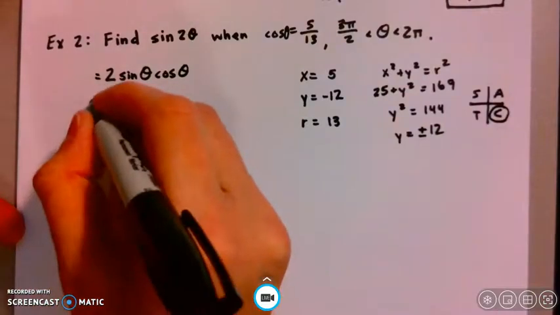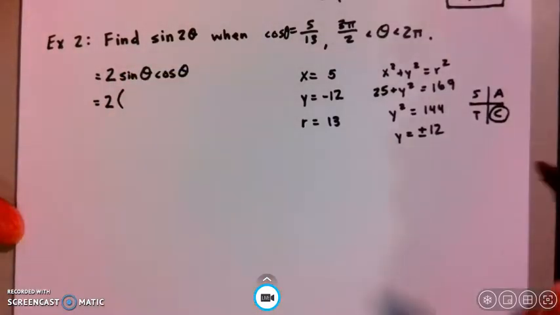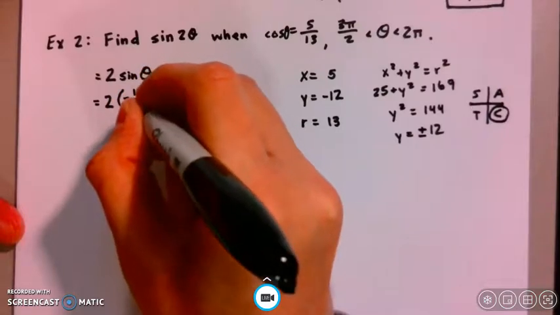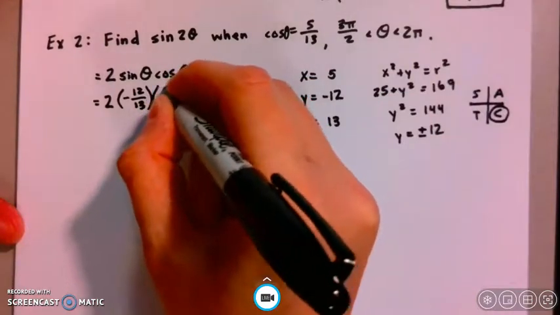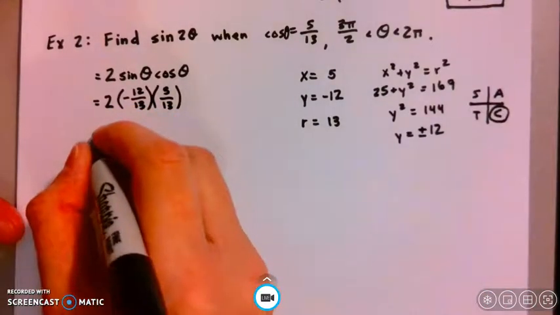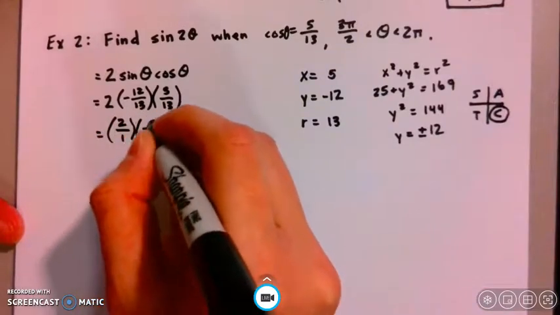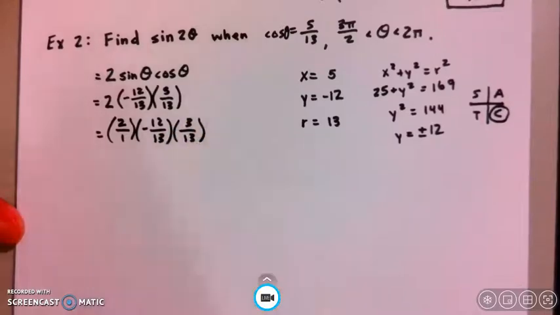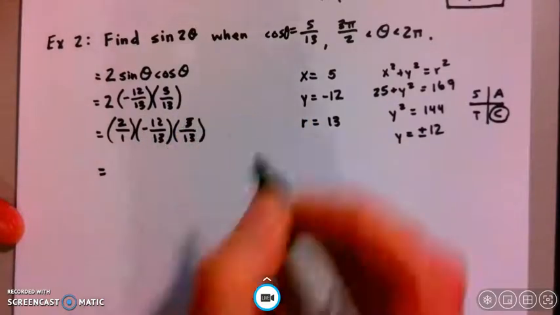So now we can go ahead and plug in. So I'm going to bring down that 2. Sine is the ratio y over r. So we have negative 12 over 13. Cosine, we already had, is 5 over 13. So now we just need to do some multiplication. If it makes it easier to look at, we can just put 2 over 1. All right, so we have, oh, I'm sorry, that should be a 5, not a 3.